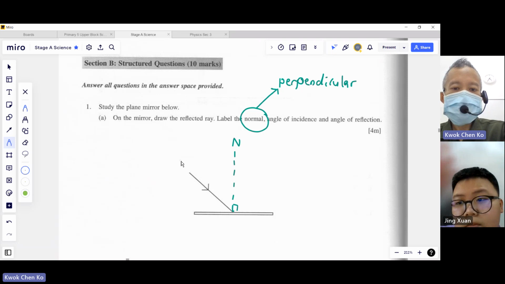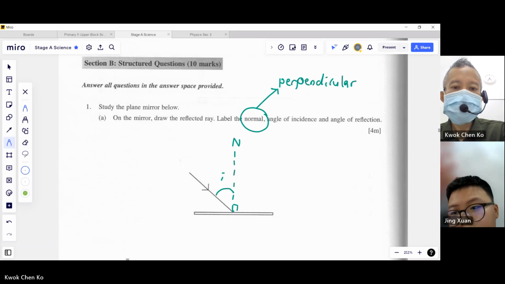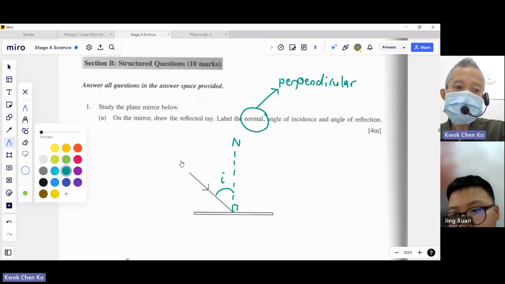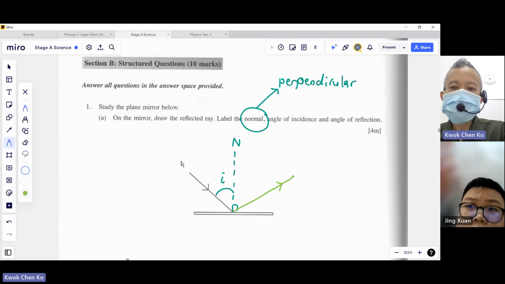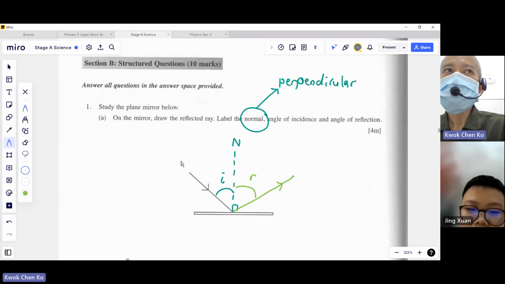All right, so angle of incidence. You should get this by right. And of course, you have your reflected ray, and this is R. All right, very standard things.